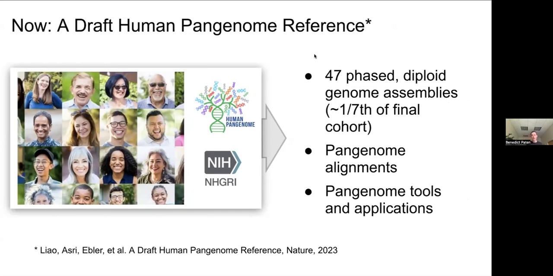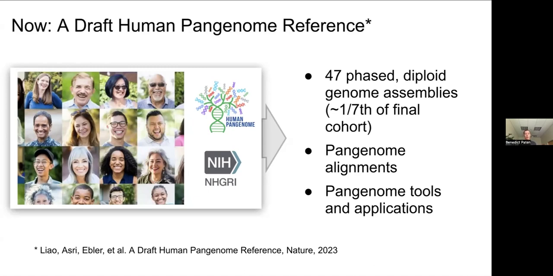Sorry, this slide's a little out of date now because it's been a year. But we have now released the draft of the human pangenome. So stepping back, we have three phases of the project. We've released the draft. We're now working on what we're calling the intermediate release, which will be a vast improvement, roughly five times more genomes, but not the final release. And then in 2 years' time, we're aiming to achieve the stable release, which is the reference that we want to persist indefinitely for the community.